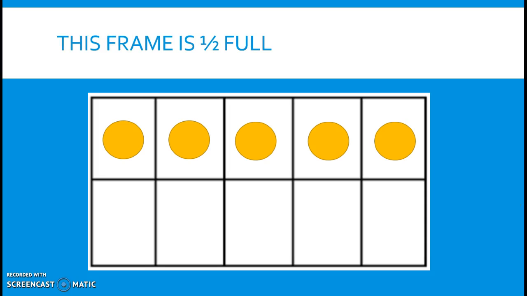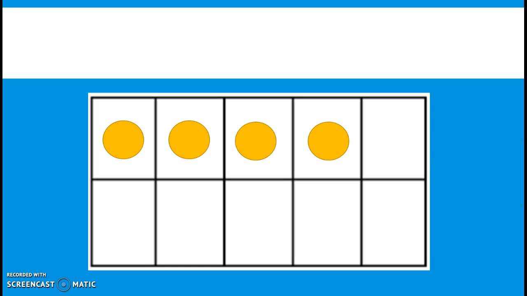Now this frame is half full, and I know that it automatically has 5. When one full row is filled in, I know that there are 1, 2, 3, 4, 5 chips. Again, one full row in a 10 frame means that there's 5 chips.